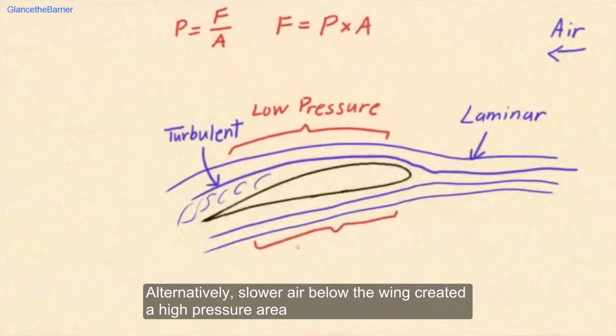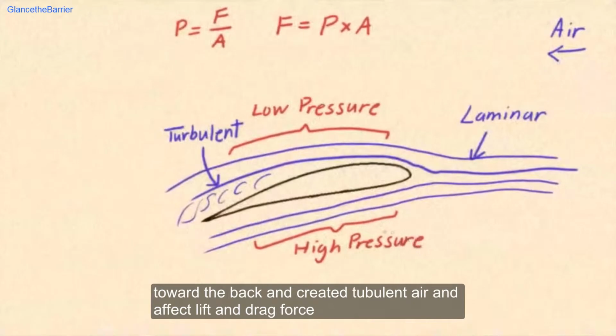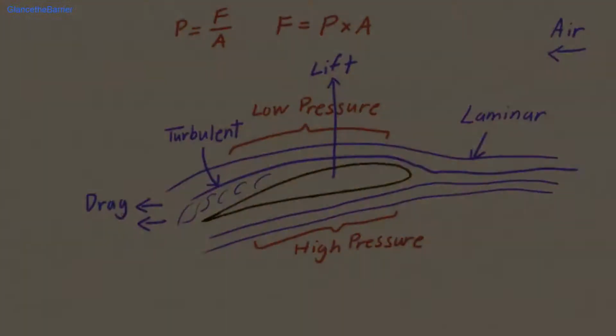Alternatively, slower air below the wing creates a high pressure area. The airflow above will separate toward the back and create turbulent air, and affect lift and drag force. Because the lift force overcomes the drag force, lift force is created by this wing. And that is how the aircraft flies.